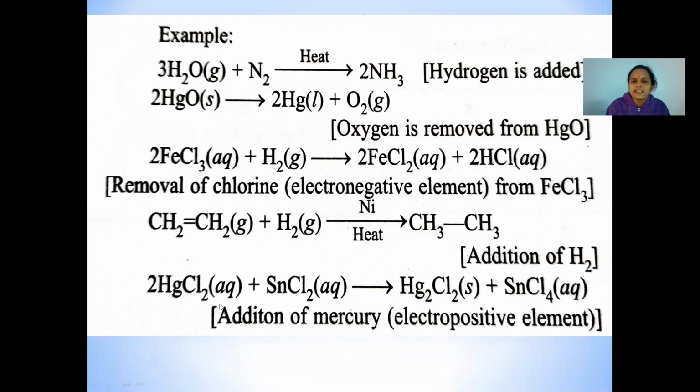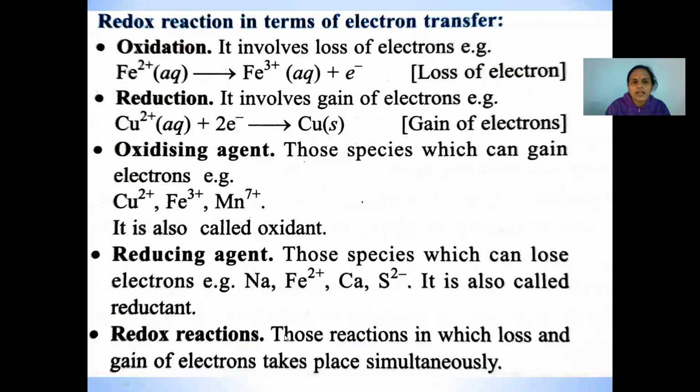2HgCl2 plus SnCl2 gives Hg2Cl2 plus SnCl4. So addition of an electropositive element, here mercury, is getting added, and it results in the process of reduction. So this was the classical concept to define redox reactions.